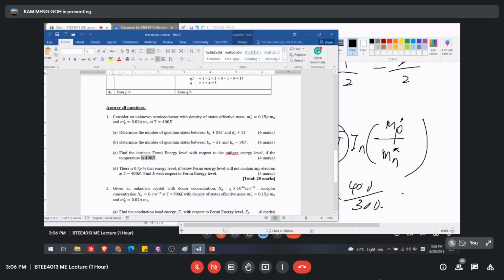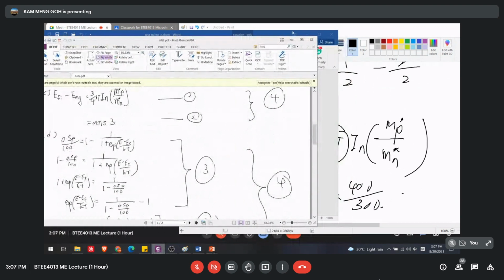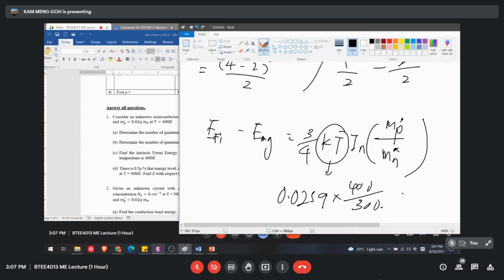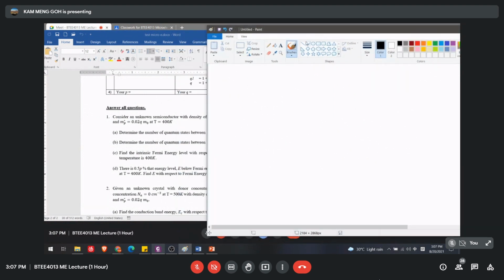And then the last part. I think the majority of you can do the last part correctly, but some of you may have calculated wrongly. I think it's just a careless mistake. In order to do question 4, you can see the question is asking for the energy level that will not contain any electron at T equals 400K. Then find the respective energy level.